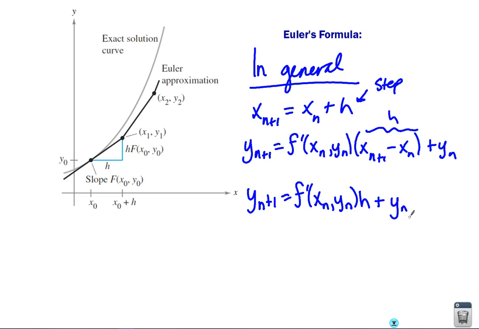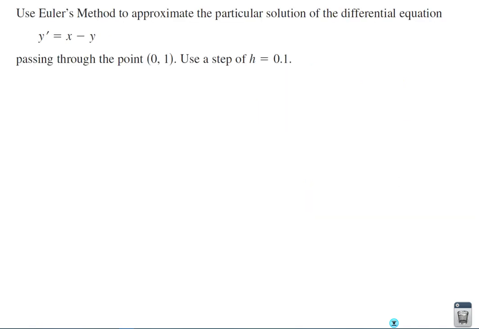So I'm going to go through one example here. Please, by all means, if you need more help with this, Professor Leonard, Khan Academy, all that good stuff. Use Euler's method to approximate the particular solution of the differential equation y prime is equal to x minus y passing through the point (0, 1). Use a step of 0.1. Whenever we're learning something new for the very first time, I always want you to write the formula out to make sure that you know exactly what you're doing.